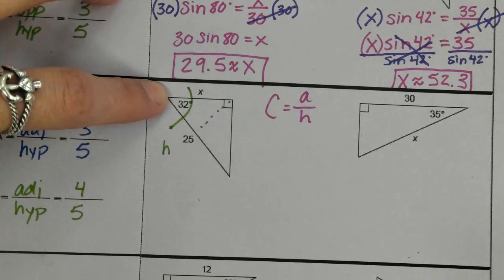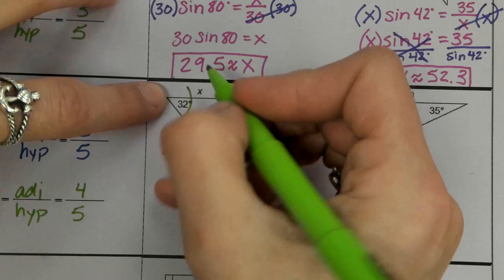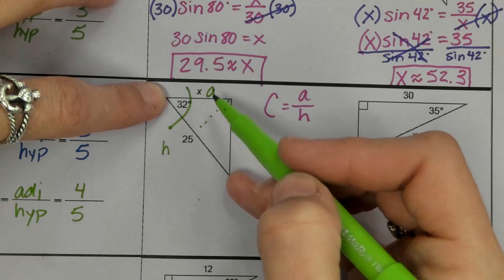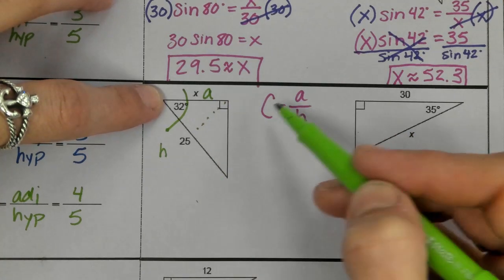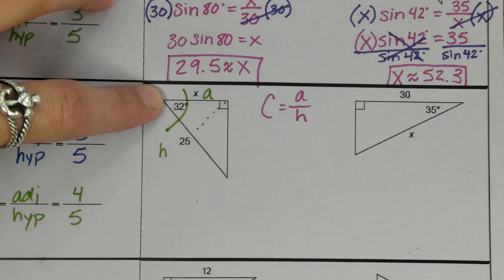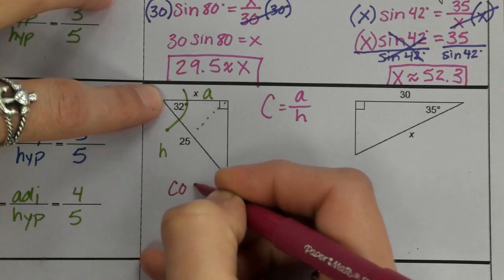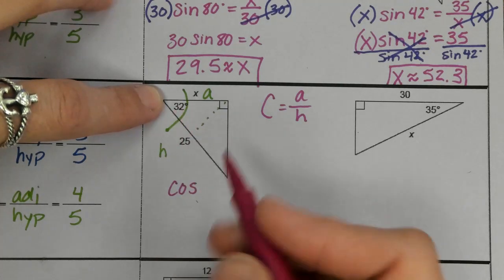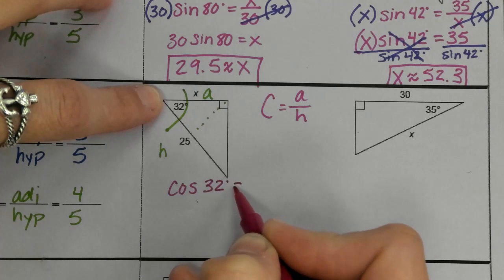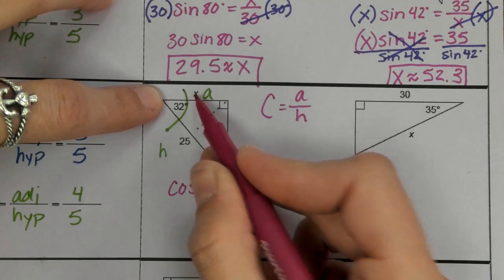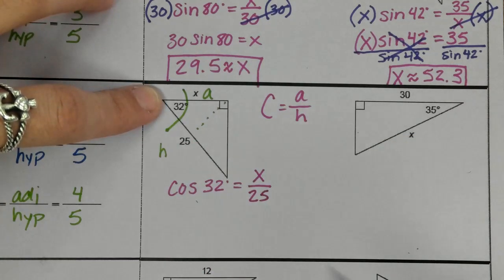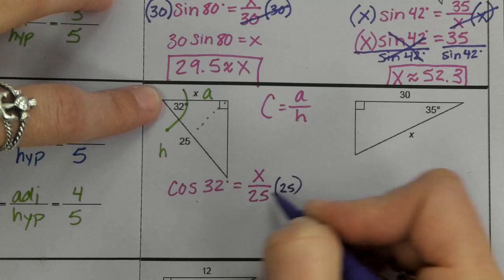I'm just going to use H's and A's and O's now. Over here, this is adjacent. Okay? Those are the ones. So even if I didn't know this was cosine, I could look here and say A and H. Which one has A and H? Oh, cosine has A and H. So I'm obviously going to be using cosine for this problem. So I'm going to use COS, abbreviation, of whatever's in my angle, 32 degrees, is going to be equal to adjacent x over hypotenuse, 25. We need to multiply both sides by whatever is in the denominator over here. So we multiply both sides by 25.